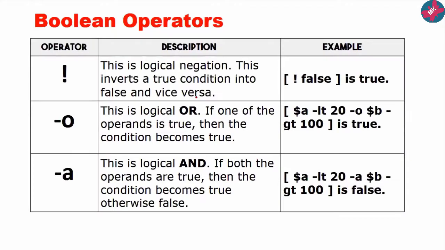Next are the Boolean operators. Here you can see the exclamation mark, which is used for logical negation. Here dash O is for logical OR, and dash A is for logical AND. Here I have shown you some examples. As we go ahead, I will take one example as well. So these are the Boolean operators in shell script.